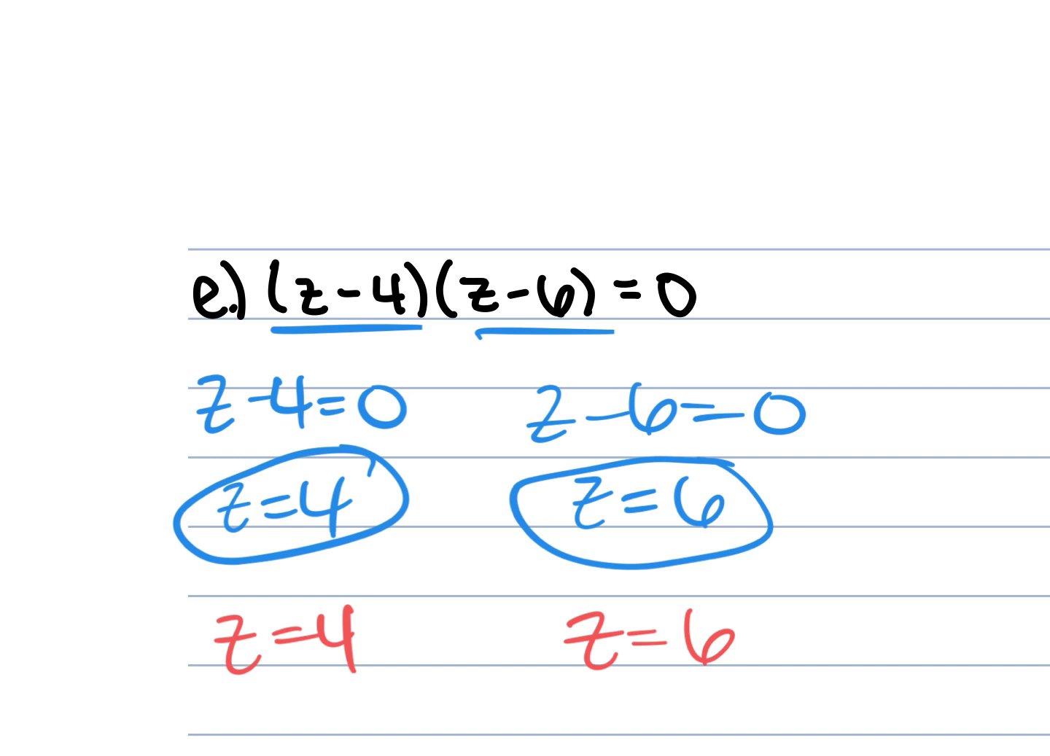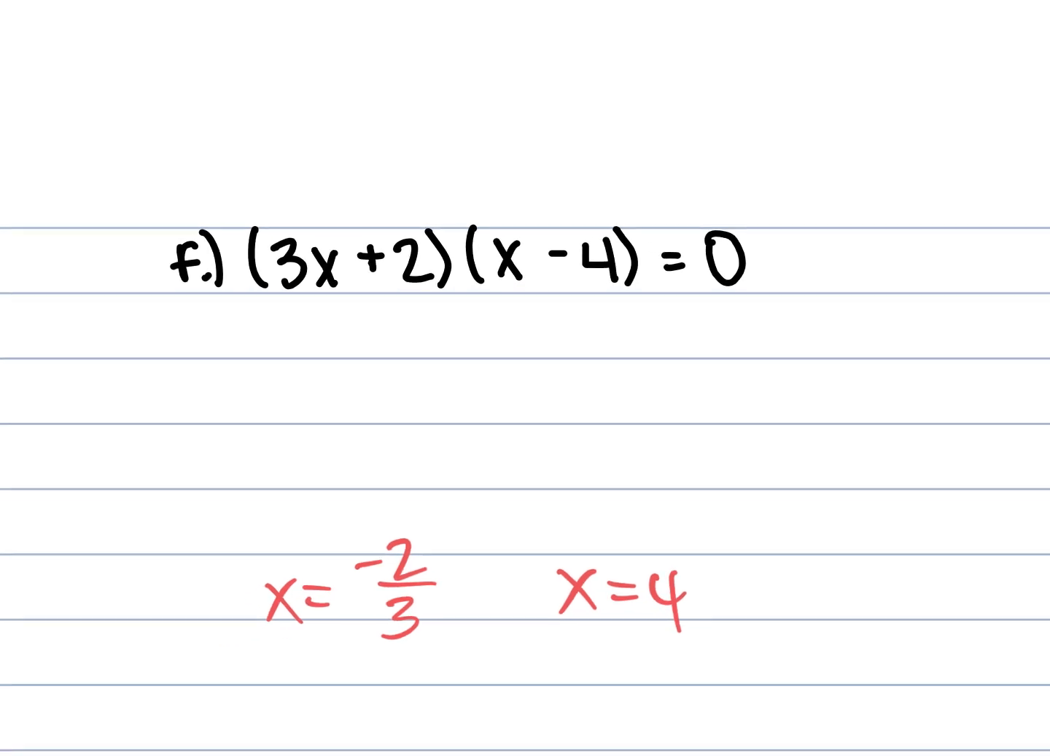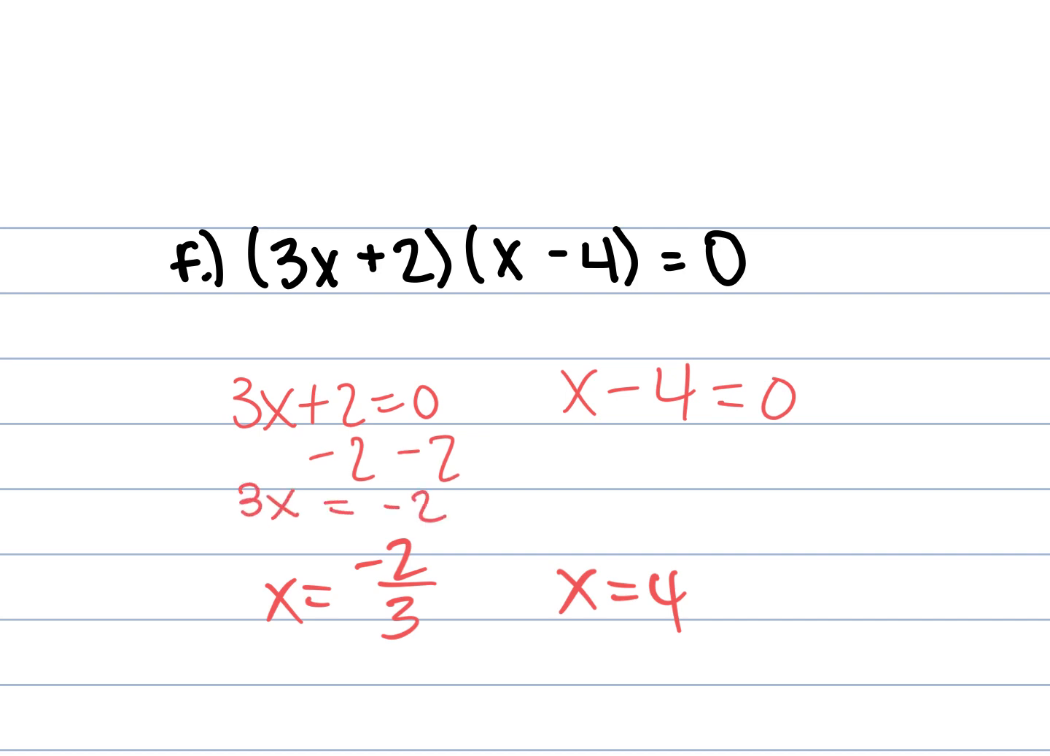All right, F. Set it up first for me. 3x plus 2 equals 0, and x minus 4 equals 0. Very good. So for the first one, I subtracted 2 from both sides. Then I got 3x equals -2. I divided both sides by 3, and I got x equals -2/3. Very good. And for the other one, I added 4 to both sides and I got x equals 4. Very good.